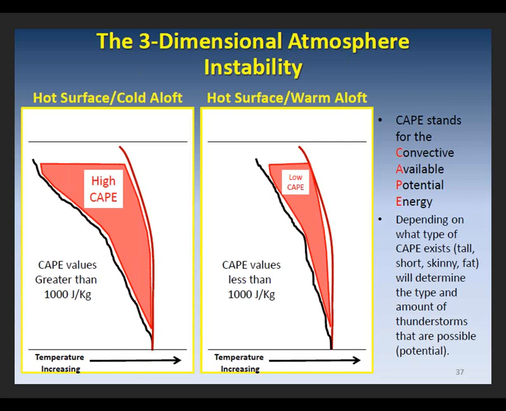Okay, I briefly mentioned this before. On the left we have a high CAPE, a fat CAPE basically. In other words, the temperature decreases much more quickly on the left side here. There's that black line. On the right side, the temperature doesn't decrease as quickly with height. So we have low CAPE, or skinny CAPE. Okay, so this determines basically the amount of thunderstorms that are possible, or the potential in that area.